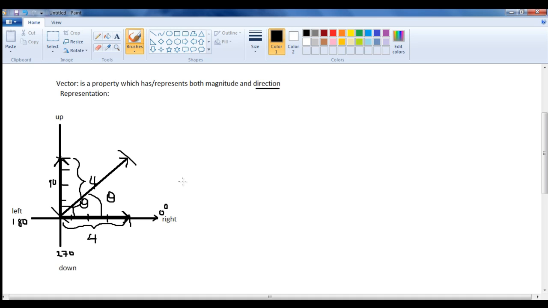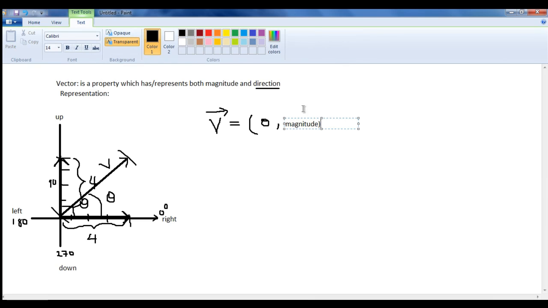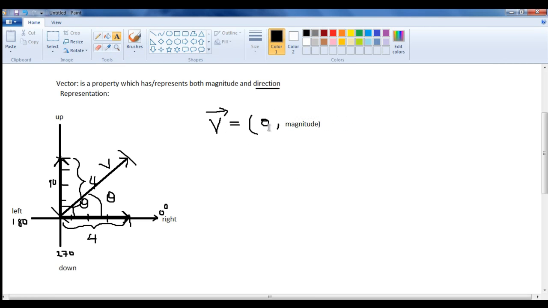In mathematics, we represent the vector in this way. If this is a vector v, then I can say there is a vector called v, like this, and it has two properties. One is the theta and another one is the magnitude. You can represent a vector by using theta and magnitude.